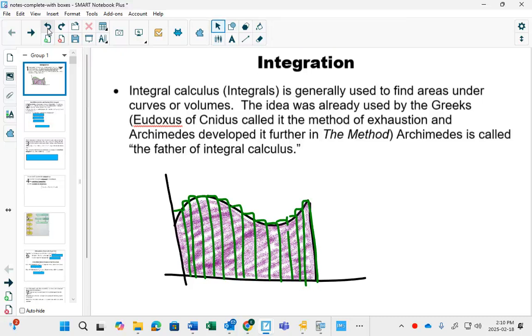And a famous mathematician, Archimedes, is considered the father of integral calculus because he was already doing this. And we're going to find out that this later connects to derivatives, which is like, how does area under curves connect to tangent lines on slopes?